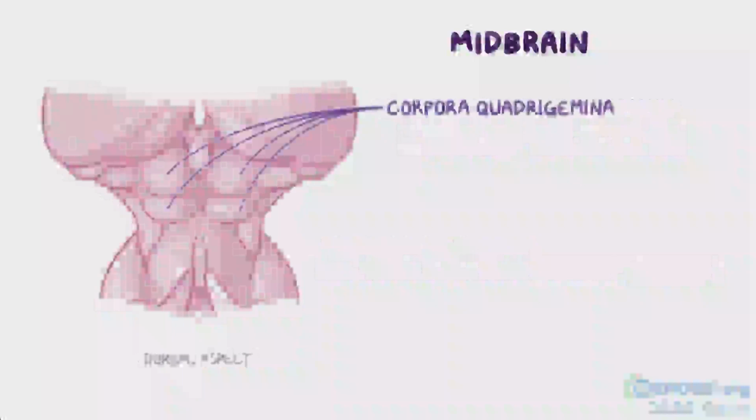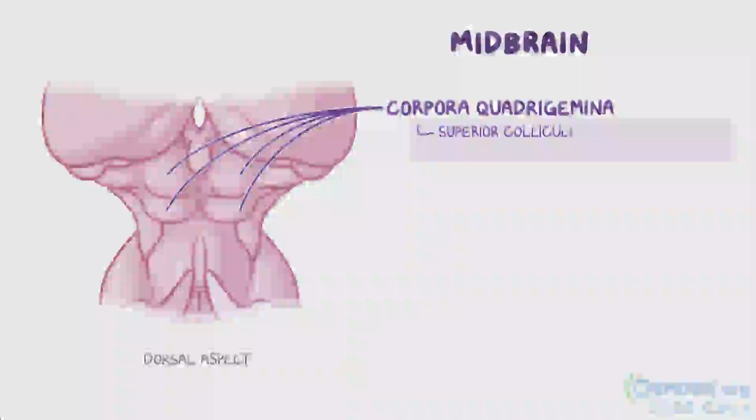Switching to the dorsal aspect, we can see four bumps, or colliculi, called the corpora quadrigemina. The superior colliculi contain nuclei involved in visual reflexes, while the inferior colliculi contain nuclei that are part of the auditory pathway.